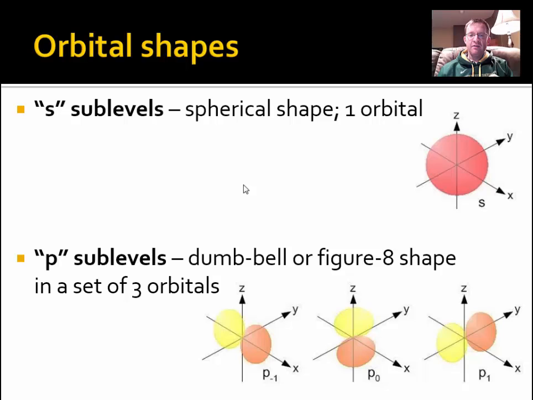A P sublevel has this dumbbell or figure 8 or hourglass shape, and you'll see there are 3 of them here. One is lying along the X-axis, one is lined up with the Y-axis, and one is lined up with the Z. Those are the 3 different positions that a P orbital can take, along the X, Y, and Z. And that's why there's a set of 3, because it can position itself along those 3.